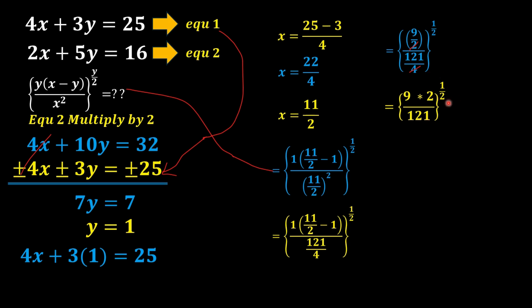In the next step, this half power will apply to all three values and we will get 3√2/11, because we can say that this half power is equal to a root, and when we apply the root on 9, 3 comes out from the root. This 2 will remain the same under the root, but this 121 will come out as 11 from the root for this half power. This is the answer for this value.